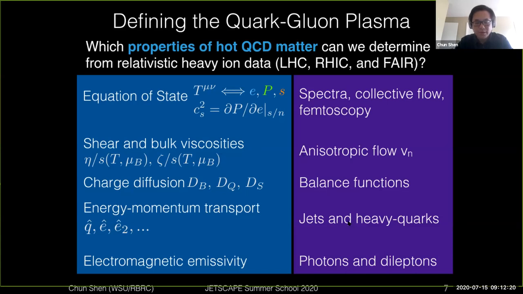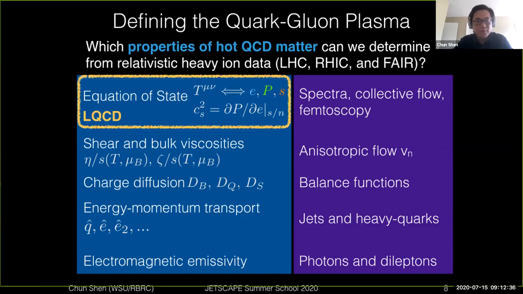And then later on Friday, we'll talk about the jet and heavy quark observables by Guangyou, which will link to the energy loss transport coefficients.